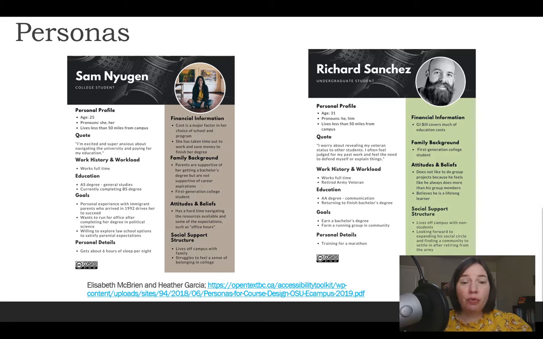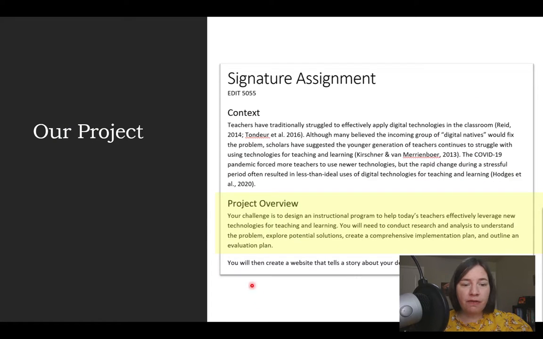All right, so how does this apply to our work and our signature assignment? We've already done a survey and interviews. Let's look at this project overview here. First of all, I gave you some context about how difficult it can be for teachers to use technologies, and that COVID-19 was kind of a new situation. It changed things up a little bit, but a lot of the teachers are using technologies in less than ideal ways.